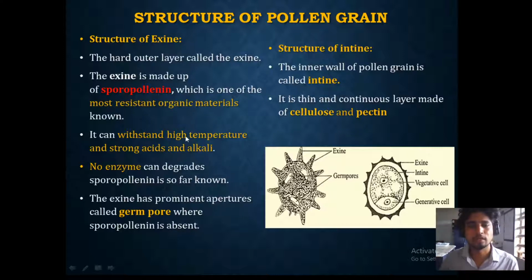So this outer layer, the exine, which is made up of sporopollenin, is very tough and very strong, so that it protects the gametes present inside. It is highly protective. No enzyme can degrade this sporopollenin so far. We have not known any enzyme that can degrade sporopollenin. So you can understand how efficient it is.